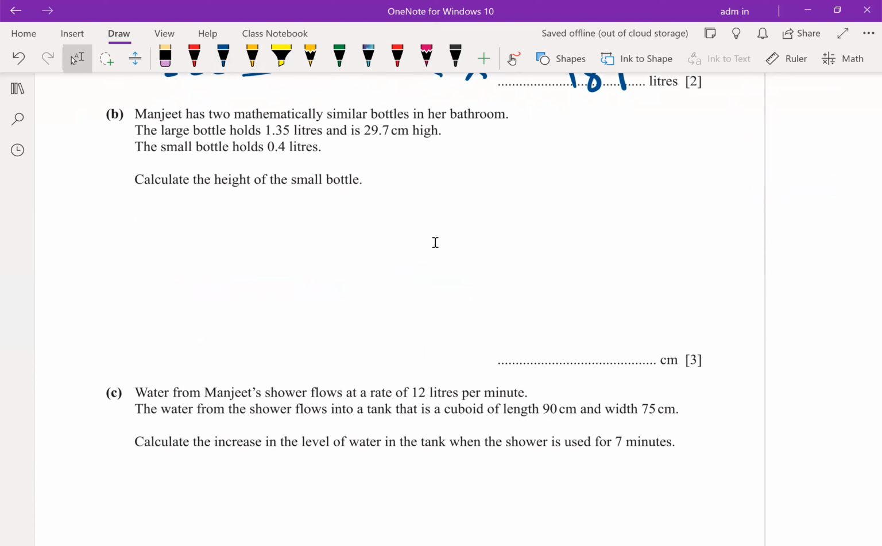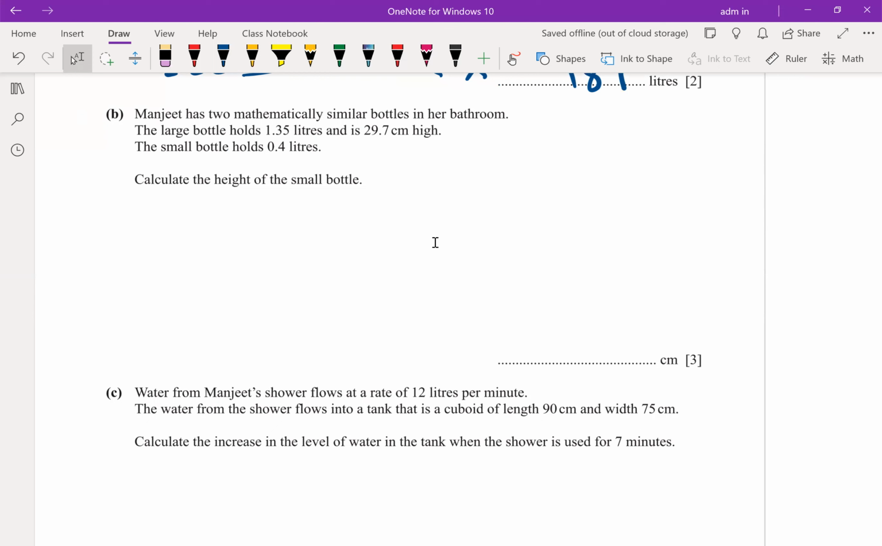When we have similar shapes, the length will be the same ratio. Area, you have to do what? Square. Volume, you have to cube. Again, length, perimeter, same ratio. Area, square it. Volume, cube it.